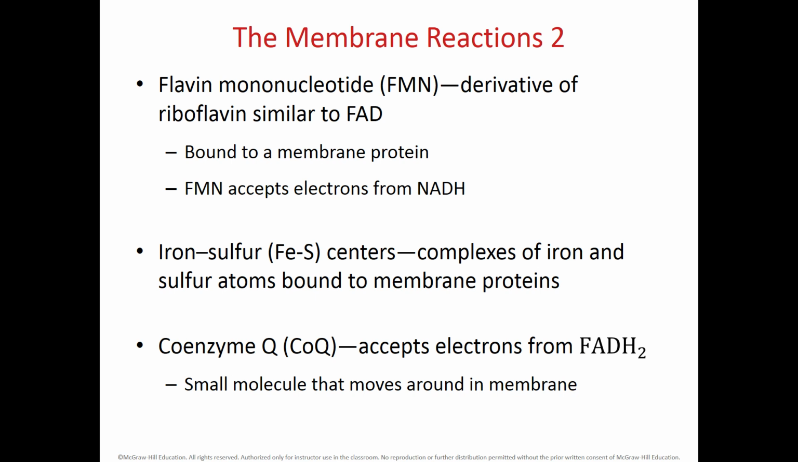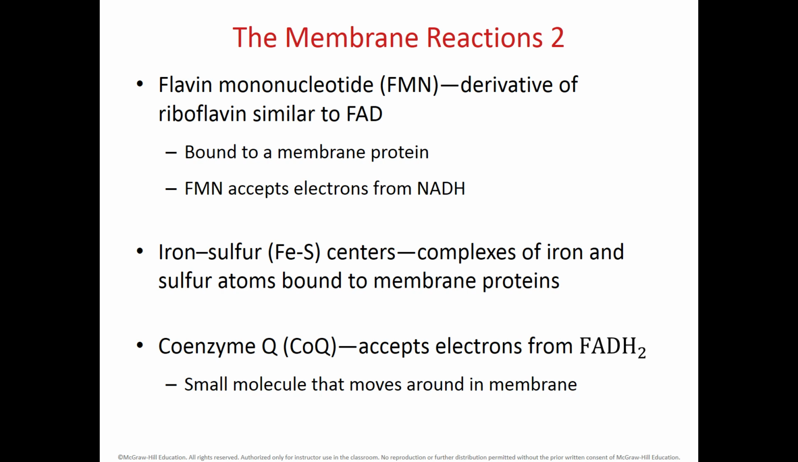Now, within this membrane, we have a different set of compounds. We have one that is called FMN, or flavin mononucleotide, that is coming from riboflavin. And this is a compound that, as with the other ones, is bound to the membrane protein, and it will accept the electrons coming from the NADH. The next compound that we have in the inner membrane of the mitochondria is called iron sulfur, or FeS. And this will also be bound into the membrane, like FMN.